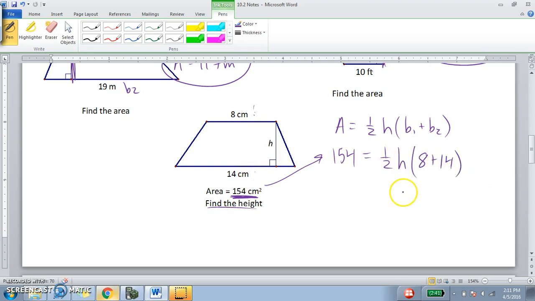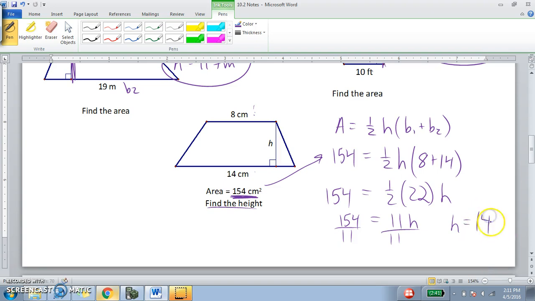8 plus 14 is 22. So then it's 1/2 times, I'm just going to reorder this so that the h is over here. 1/2 times 22 equals 154. Half of 22 is 11. So 11 times h equals 154. And then we would just divide by 11 to find h, which is going to equal 14. So our height would equal 14 centimeters.